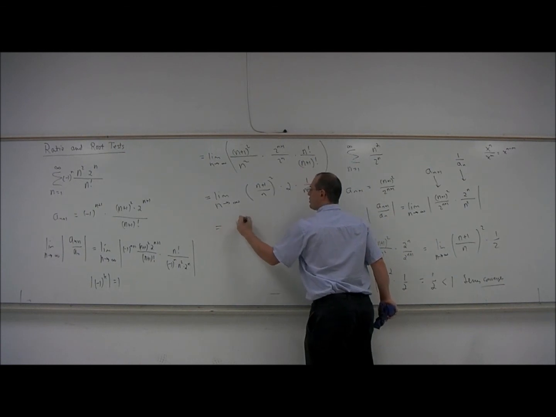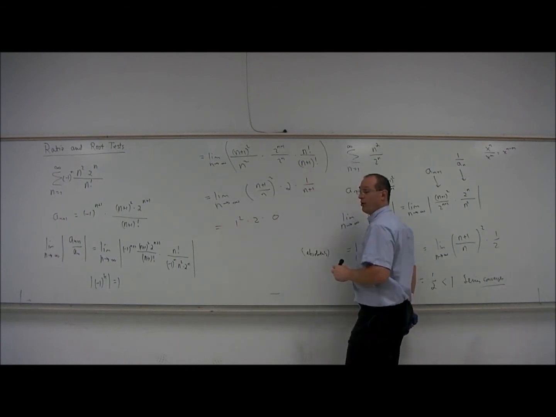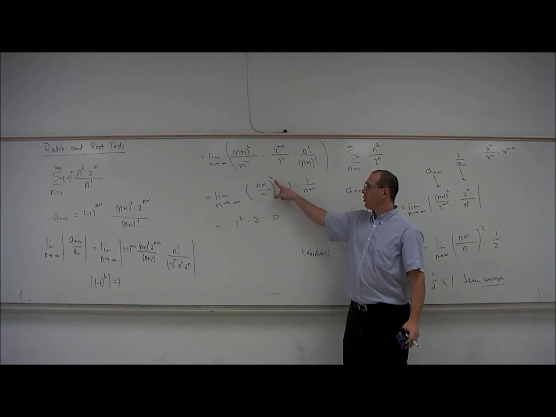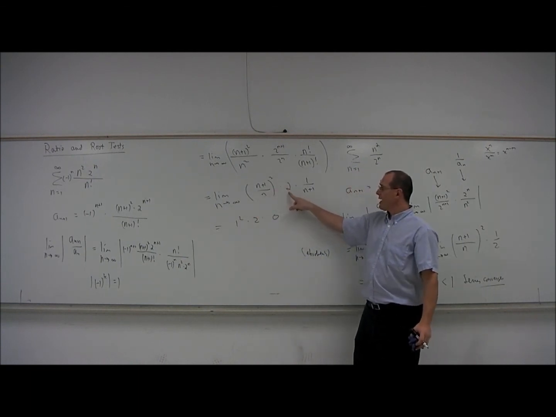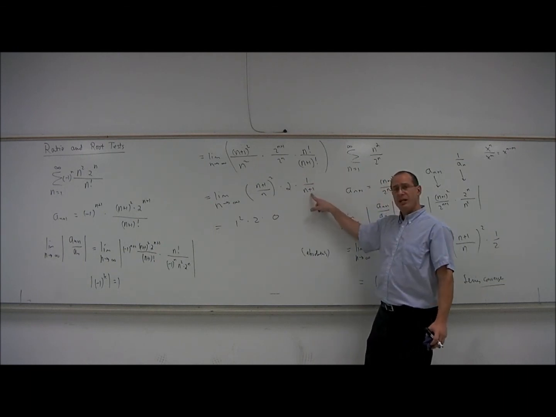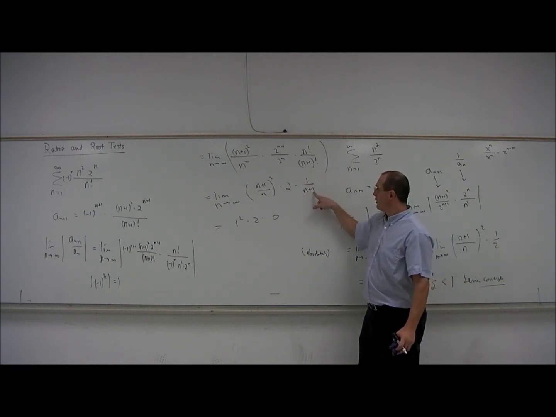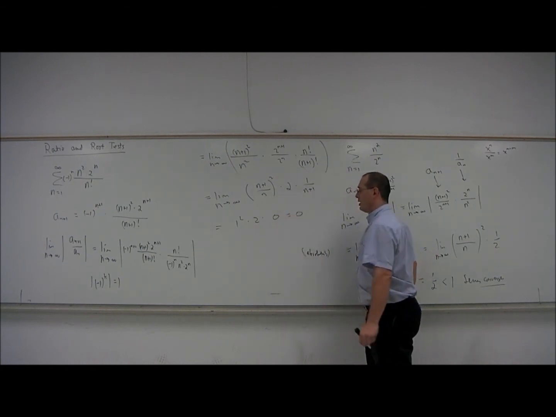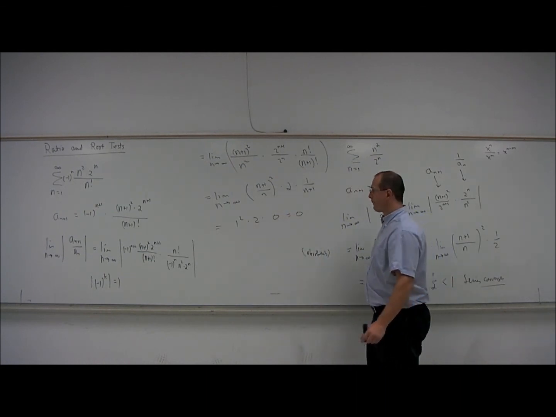And the limit is 1 squared times 2 times 0. As n goes to infinity, the first fraction goes to 1 squared. The second one goes to 2, it's constant. And for the third one, the denominator is going to infinity, so 1 over infinity gives us a 0. So the answer here is 0.